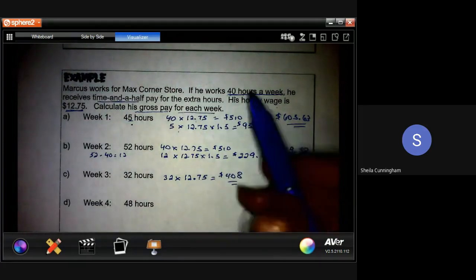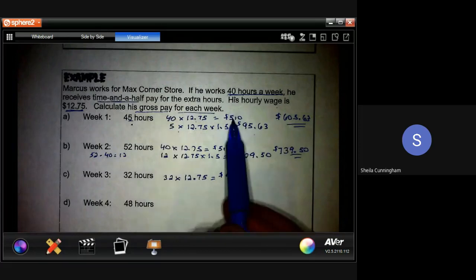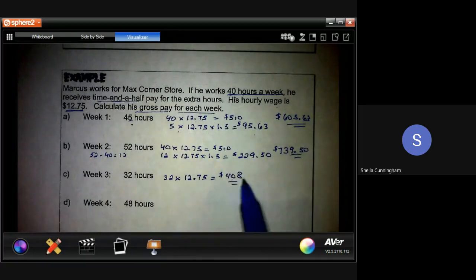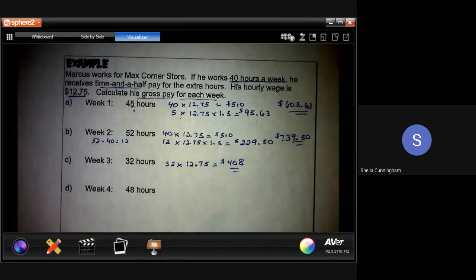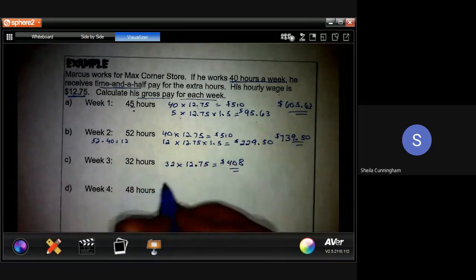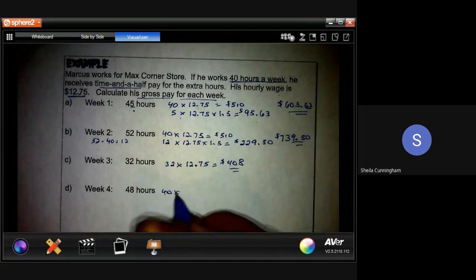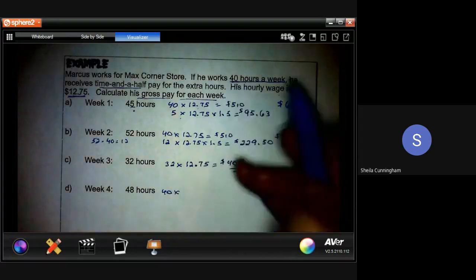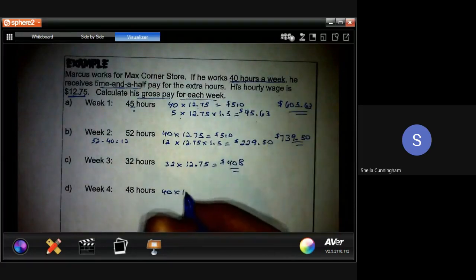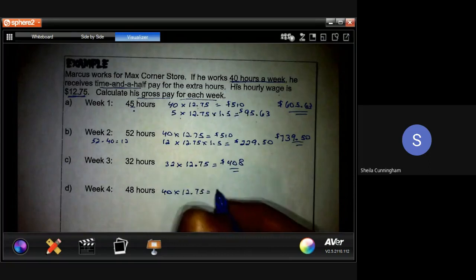Which makes sense because if he worked 40 hours, he would be at $510. So definitely, he worked less, he's going to be making less. Now, the last week, he worked 48 hours. So same thing, we're back to that basic, he's working over the 40-hour week. So he's got the 40 hours times the $12.75, which gives him $510.